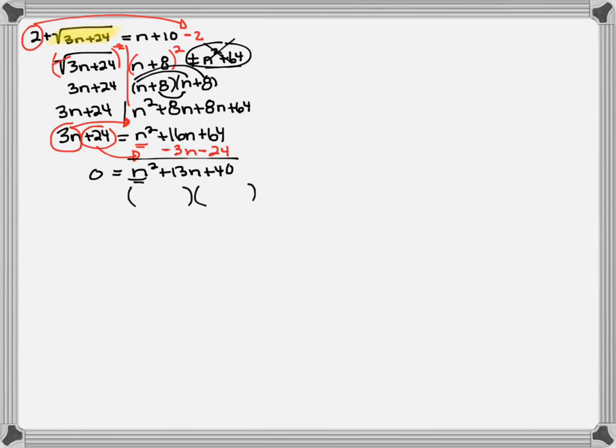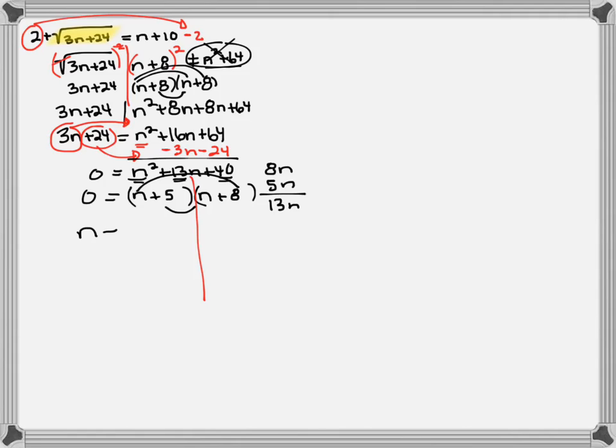I need two numbers multiplied together that gives you n squared, and two numbers multiplied together that gives you 40, that when you add them, give you 13. So I'm going to try 8 and 5. So I'm going to check. Remember to do your happy face so you can check. So 8n plus 5n will give you your 13n. So that checks. And now I'm going to use the zero product property.